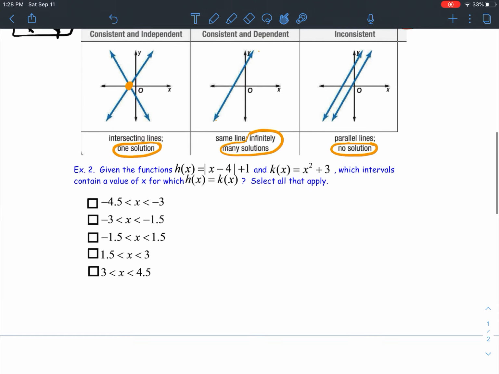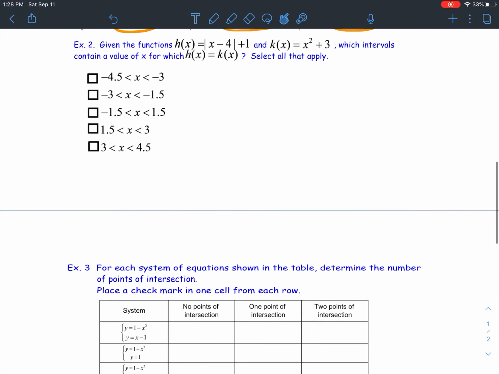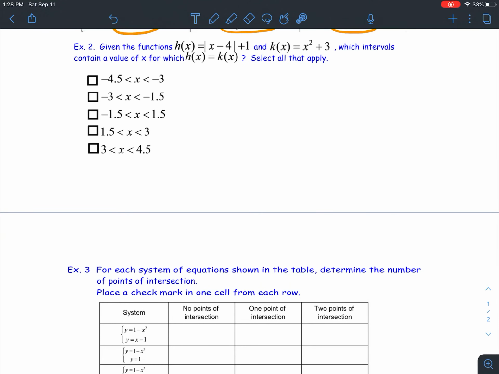Okay, I want to look at one other example of a graphing problem here with you. The way this one is worded, it's a little tricky for people, so I want to talk you through this, and I'm going to show you how to find the absolute value bars on your calculator.